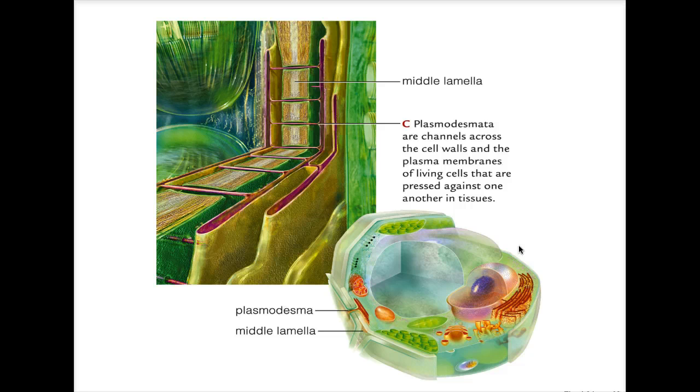Now, cells, although they can exist alone, in a multicellular organism, which is an organism made up of multiple cells, they need to communicate with each other. The primary mode of cell-to-cell junction inside of plants are called plasmodesmata. These are basically channels, as you can see in this picture, that allow communication from one cell to an adjacent cell.